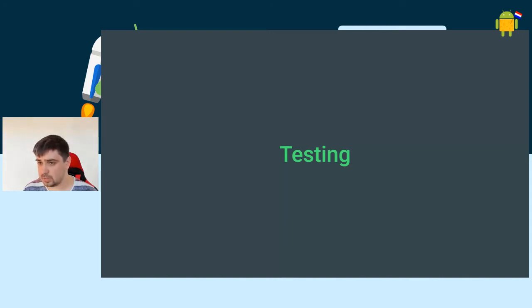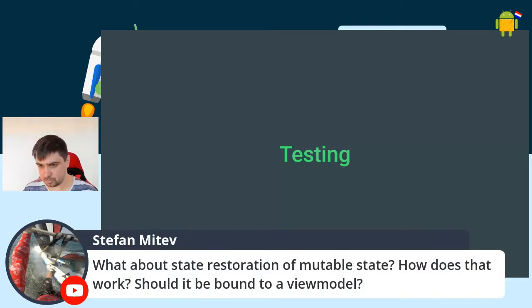What about state, rotating or mutable state? How does that work? Should it be bound to a view model? As I said, right now Google is not advocating for any approach. Right now, you can create a view model, you can create live data, and you can observe live data. Recently, support was added for coroutines and flow. In GitHub for this project, you can also find navigation created with flow.